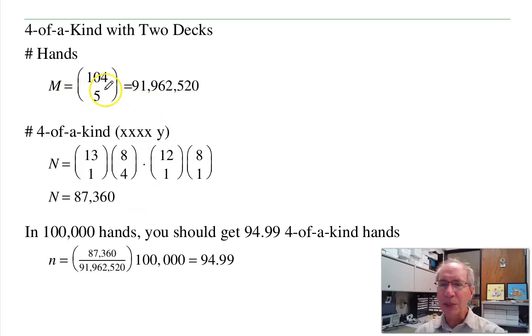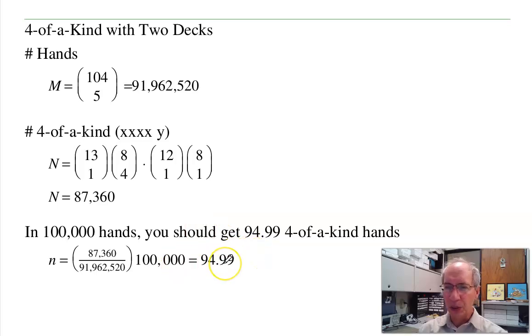Calculating. Again, here's how many different hands there are: 104 choose 5. Here's how many ways to get 4 of a kind. There are 13 different values, choose 1. Eight of those cards, choose 4. 12 remaining values for Y, choose 1. Of those 8 Ys, choose 1.